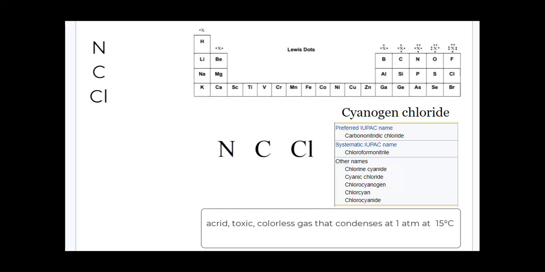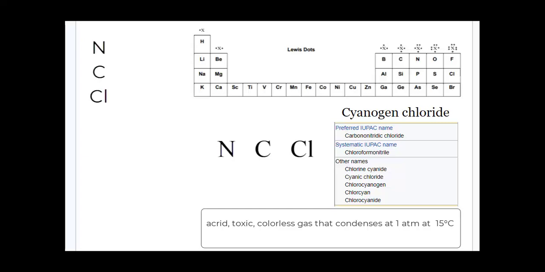Here we've got another Lewis diagram, nitrogen, carbon, and chlorine shown nicely here. It's called cyanogen chloride. Now officially the name should be carbonitridic chloride or chloroformonitrile, but as you can see, the cyanogen is a lot easier to say. So most people will just call this cyanogen chloride.